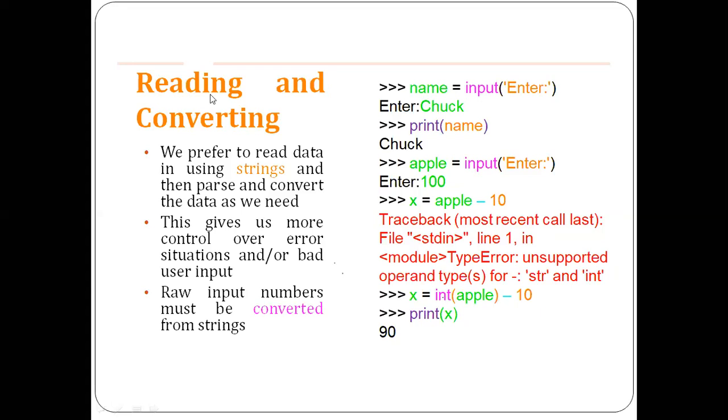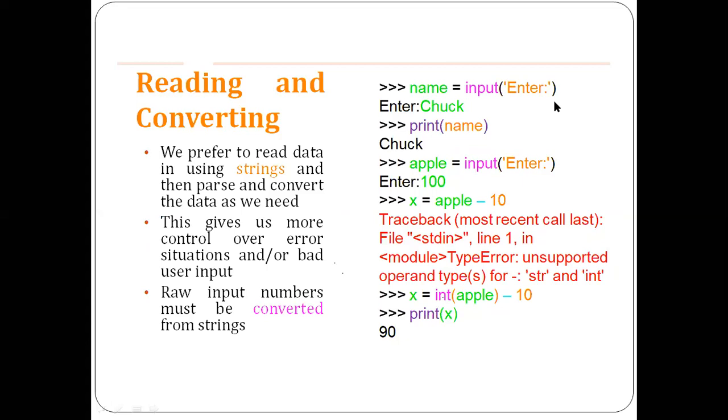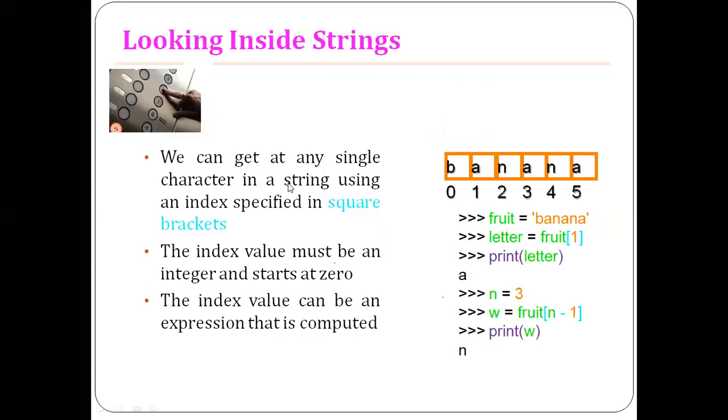That is what we call reading as well as converting. Here we are converting the things. And how does a string appear? When you read a string, something like this, a chunk, it is how it is seen inside the string. We can get any single character in a string using an index specified in square brackets. As you already know, we are much familiar with string handling.